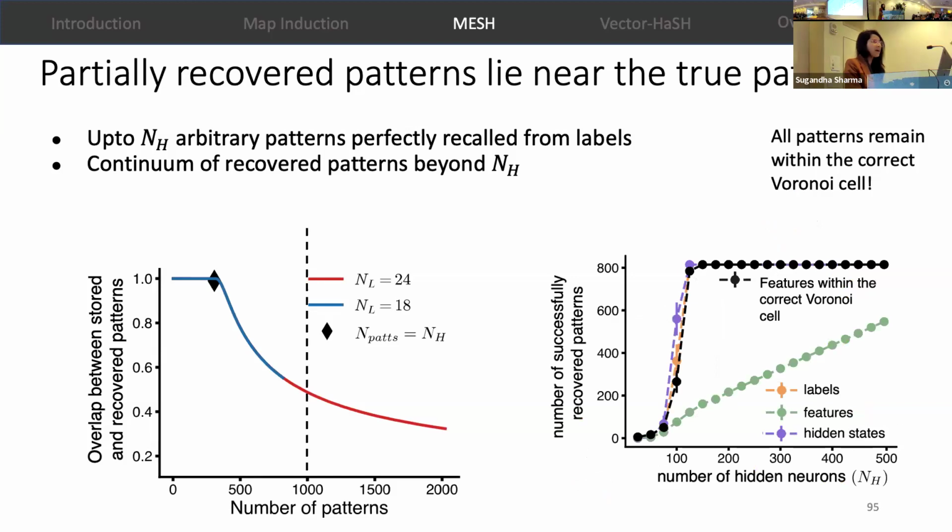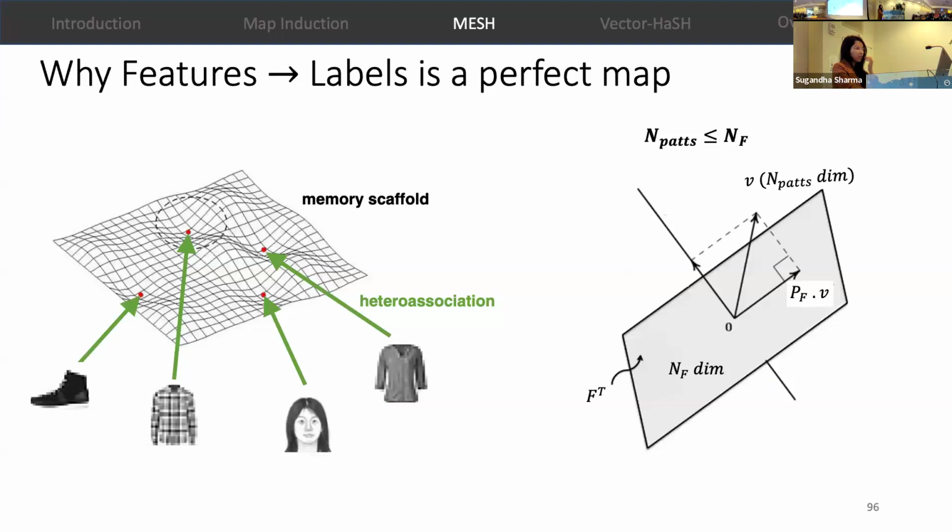Now, why is the feature layer to label layer a perfect map? In order to understand this, we make an observation that going from features to labels is a computation that is similar to projecting this N_pats dimensional vector, where N_pats is the number of memories stored in the network, onto an N_F dimensional plane. And since the number of patterns that we can store in this network is always less than N_F, we always recover complete information.